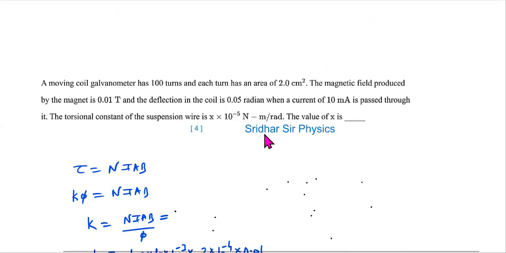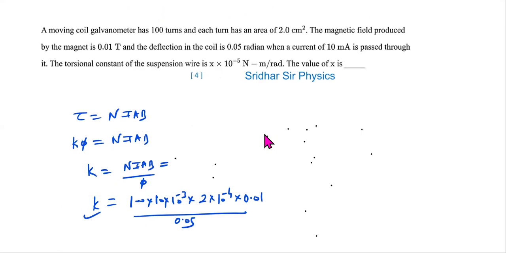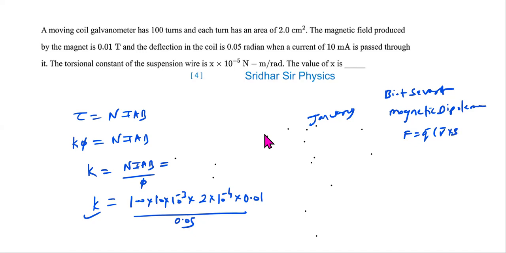Already done. Okay, these are the January shift questions on magnetic effects of current. So what are the basic formulas? Biot-Savart law, then magnetic dipole moment, F equal to Q V bar cross B bar, then galvanometer torque equal to NIAB.